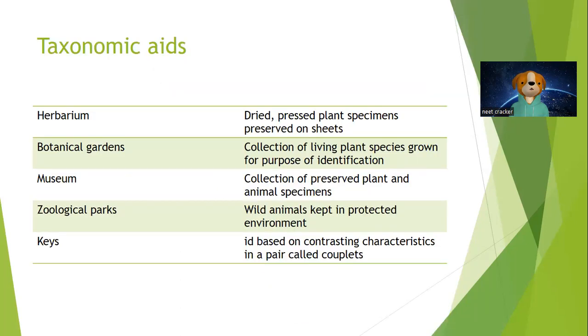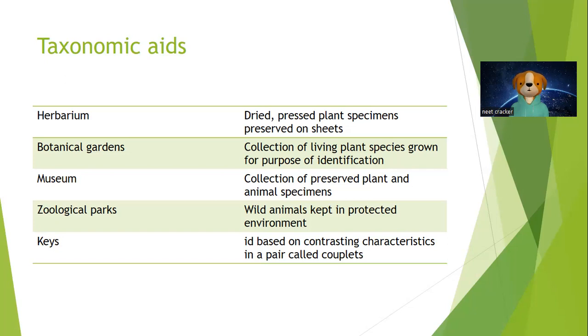And also there are certain taxonomic aids where students and curious biologists can feed their brain. The herbarium consists of dried pressed plant specimens which are preserved on sheets. Also they are arranged specifically so that a person interested in botany can study them. There are botanical gardens. They have a collection of living plant species grown for the purpose of identification. Museums have collections of preserved plant and animal specimens. You can see various types of insects.